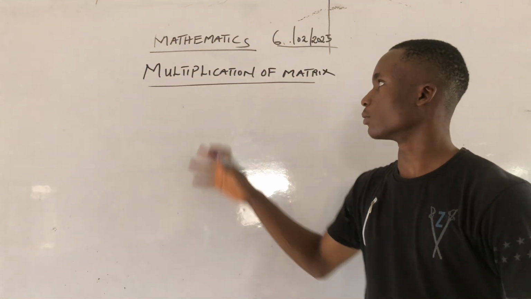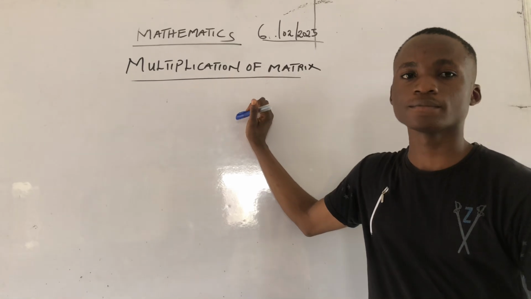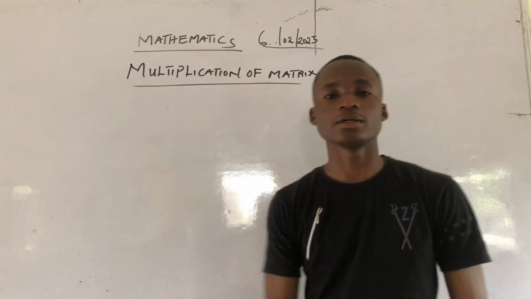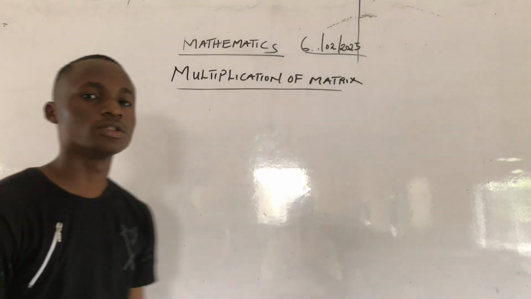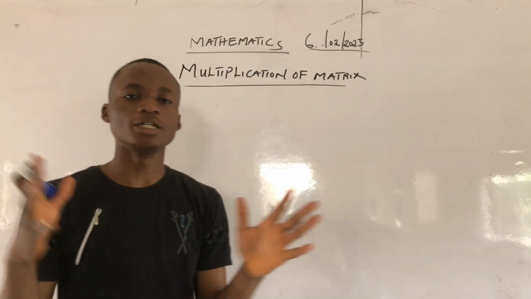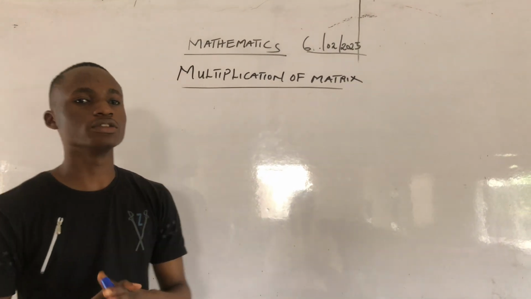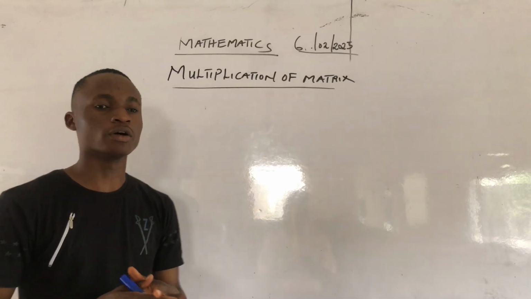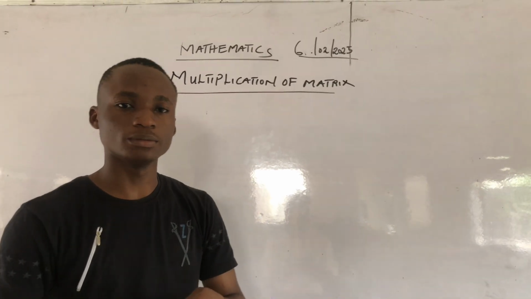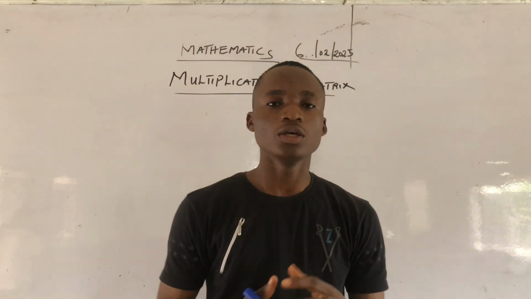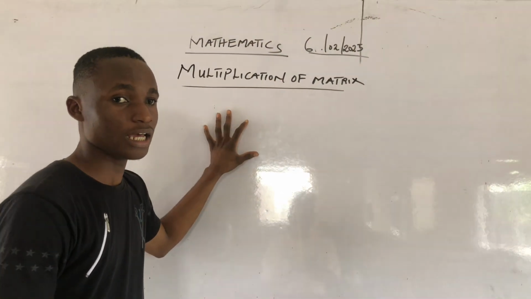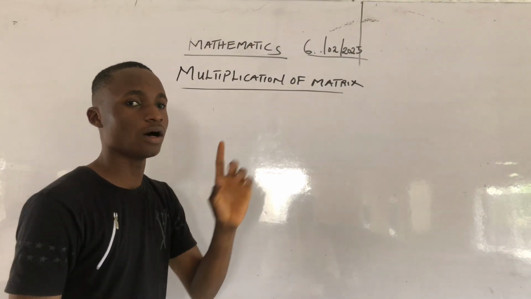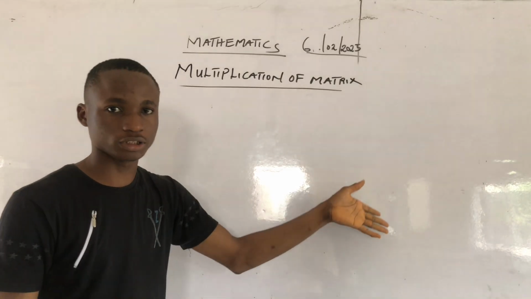Today we'll be looking at multiplication of matrix, okay? So in our last class, or in my last video, we started matrix. In the last video, we talked about what matrix is all about. We went through the types of matrix, and then we understood the concept behind rows and columns. So today we want to take the multiplication of matrix. And don't forget, in my last video, I also did addition and subtraction of matrix, okay?